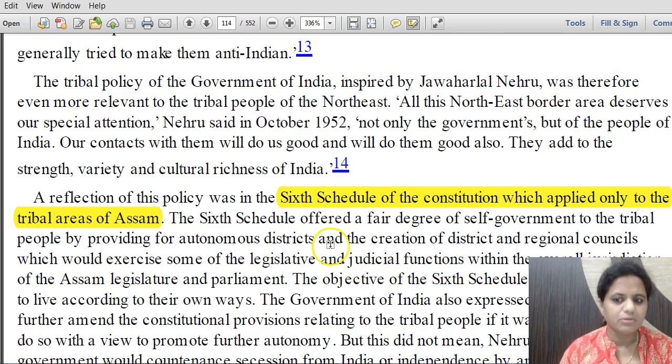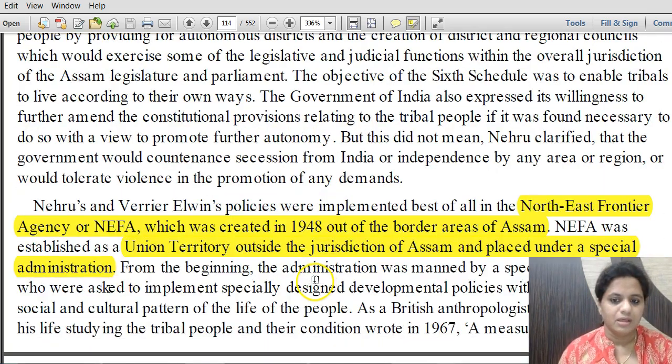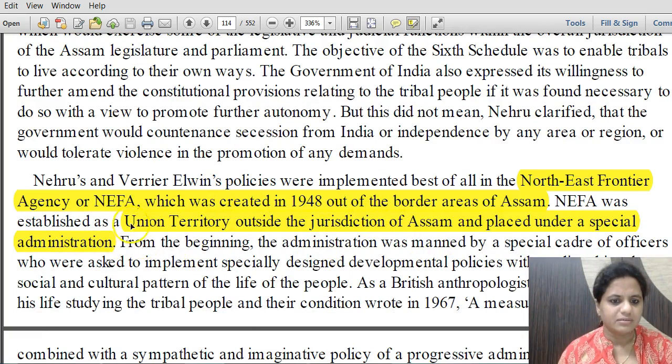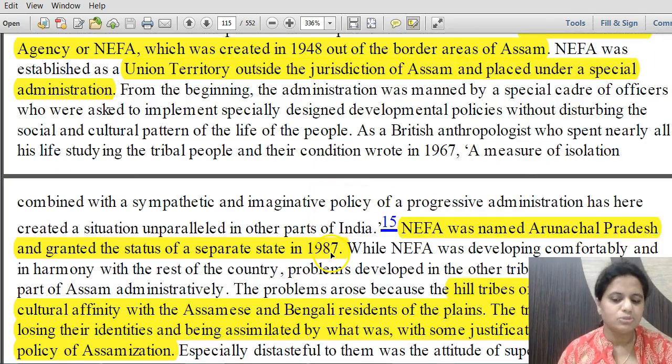After independence, the Sixth Schedule of the Constitution was formulated, which applies to tribal areas of Assam, Meghalaya, Tripura and Mizoram. At that time it was Assam as such, and for tribal areas here there were special provisions in the Constitution. Then NEFA, that is the North East Frontier Agency, was created out of Assam in 1948. It was from the border areas of Assam, and this became a union territory outside the jurisdiction of Assam and was placed under special administration. NEFA was later renamed Arunachal Pradesh and became a separate state in 1987.